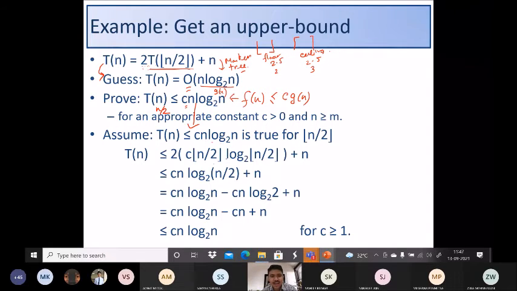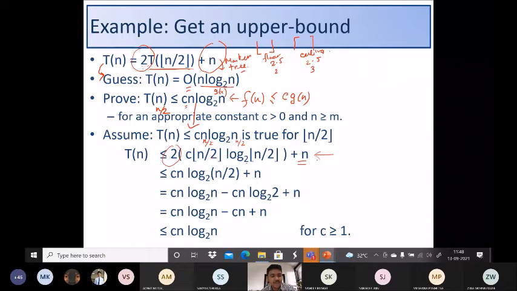So you will ask me why we are getting this. The 2 is coming from here, the 2 is coming from here. Now in place of T(n/2), what we are putting? c·(n/2) log₂(n/2). So in place of n, you are putting n/2, and plus n. So you are putting n/2 in place of n and you will get this thing.